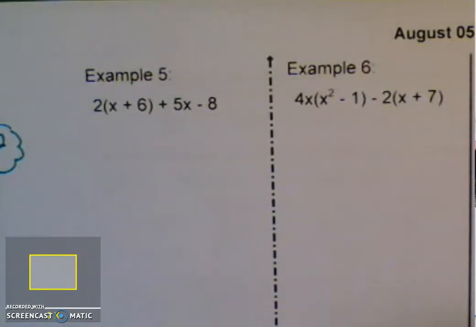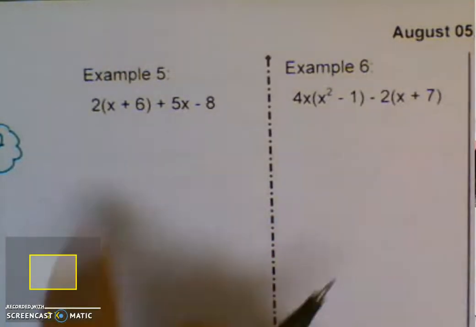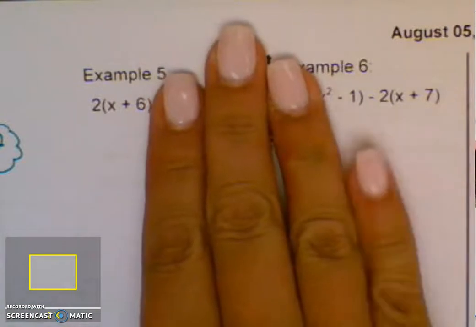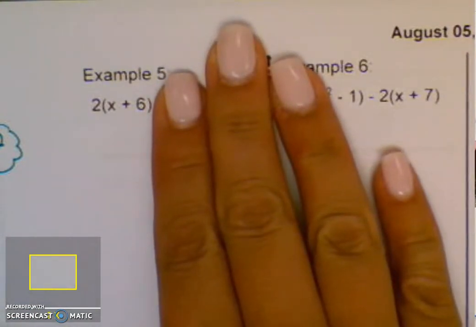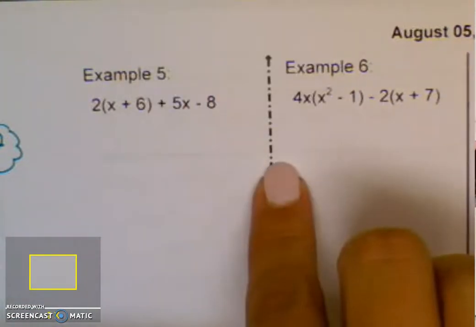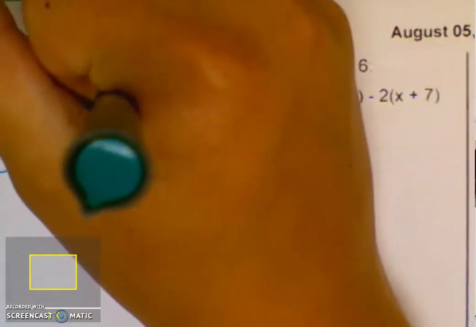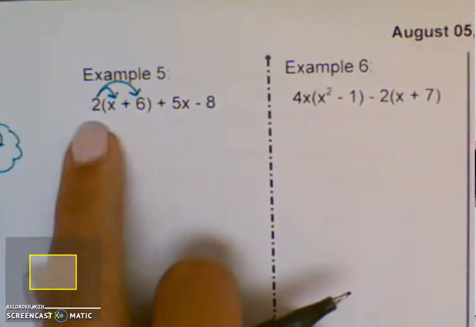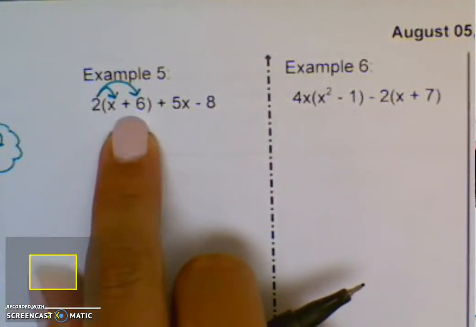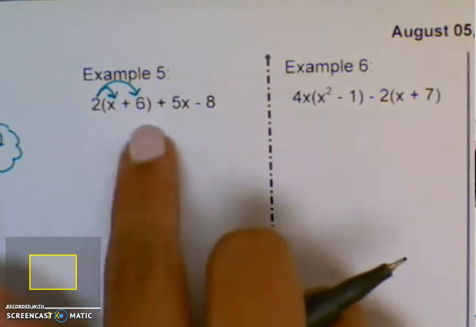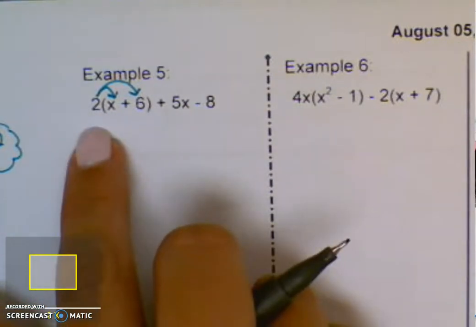Okay, so example number 5 is a little bit more. It has this piece right here, which if I cover this part up, looks like what we've been doing. And then it has the part at the end. When you're distributing, this 2 only goes to the stuff in parentheses. Over here is separate. So this 2 only goes right here. So this is the only part we're multiplying.